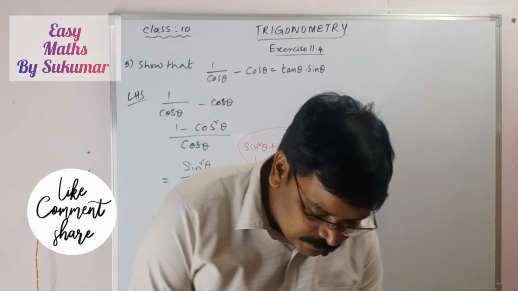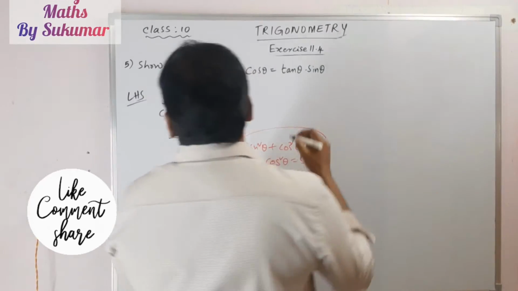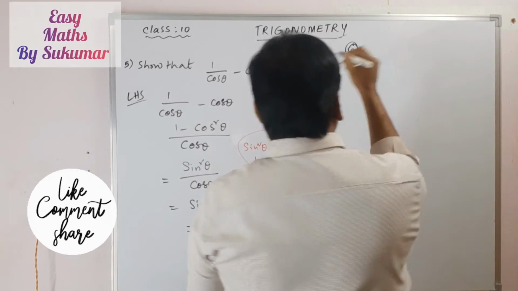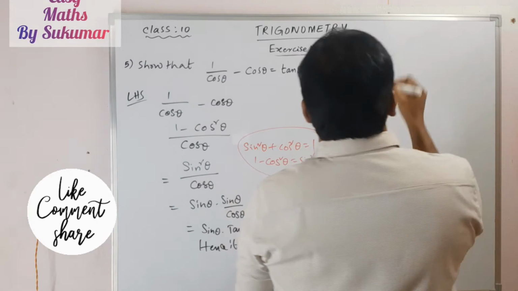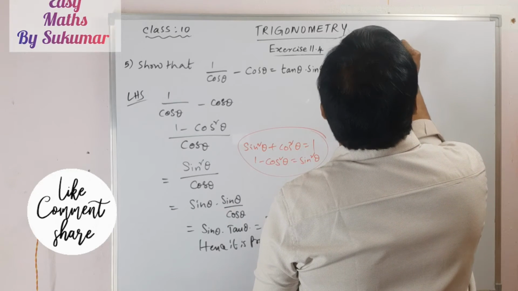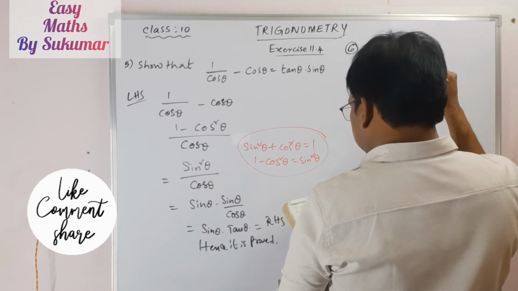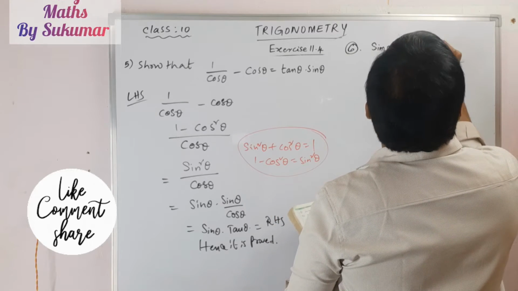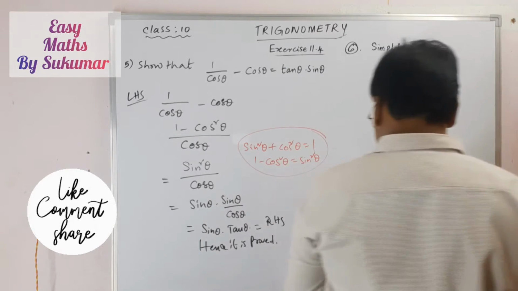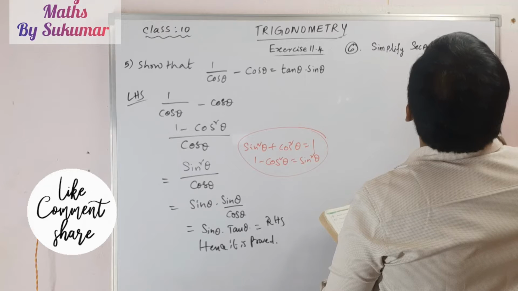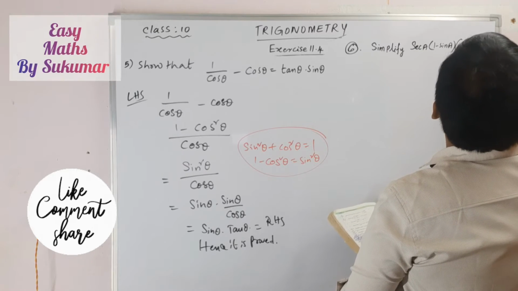Now coming to the sixth question here in this exercise 11.4 for AP board students. Sixth question, simplify secant A times (1 minus sin A) into (secant A plus tan A).